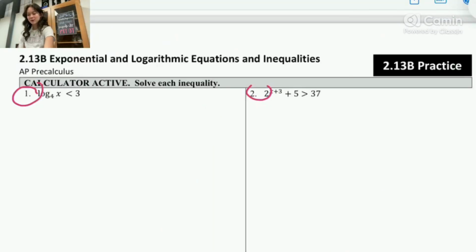Okay, we're going to start with the first problem. Log base 4 of x is less than 3.